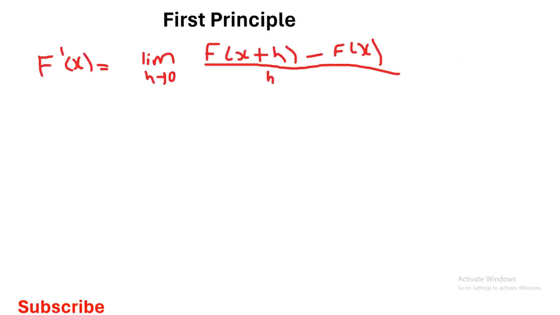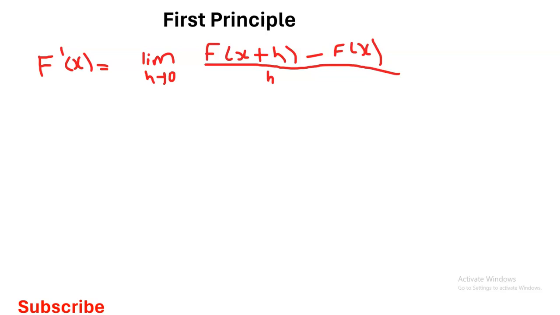Without wasting any time, I'm going to go straight to the first principle. The first thing you must know is the formula for the first principle. The first principle formula is the limit as h approaches 0 of f(x plus h) minus f(x), over h. That is your formula, and this formula is always given to grade 12s. You'll get the formula in the formula sheet.